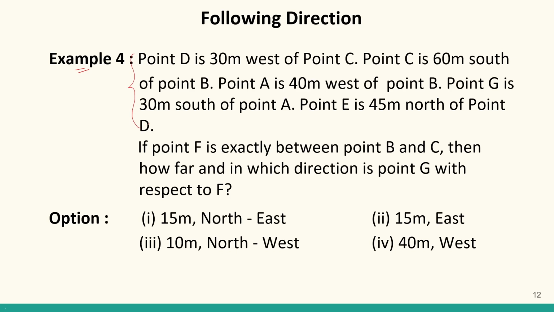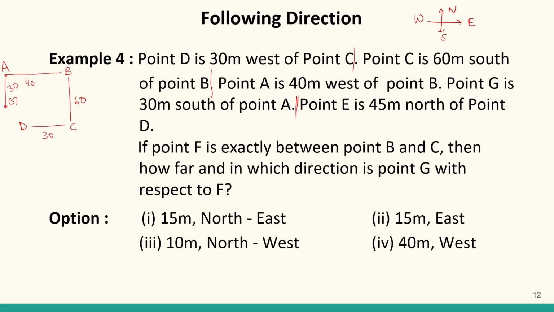Again, this information is given, and based on this information, we'll have 2 or 3 questions. I'm drawing the diagram for your reference. Point D is 30 meter west of point C. So if this is C, point D is over here, 30 meter distance. Point C is 60 meter to the south of point B. Point A is 40 meter to the west of point B. So this is 40 meters. And point G is 30 meter to the south of point A. So I have to come 30 meter back. So G will be over here.